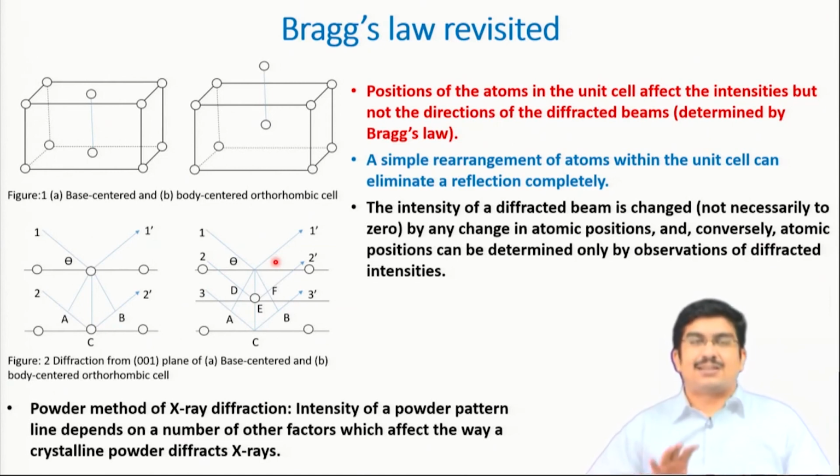Other than the atomic arrangement within the unit cell, there are other factors which are also responsible for modifying the intensity of a diffracted beam. There are many factors which affect the way a crystalline material diffracts X-rays, and finally the intensity of the diffracted beam coming out of the material. So, we will go through all of these factors one by one. Most of the important ones are related to the crystallography of the material.